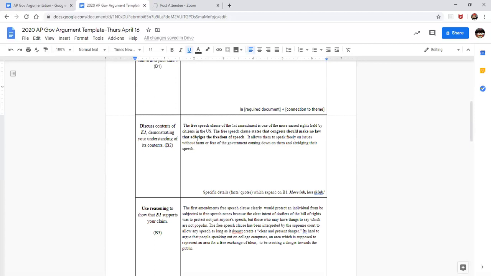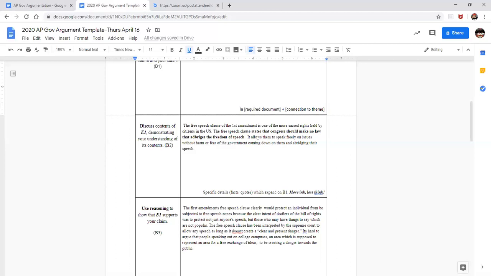I bolded that because that's my quote, okay? That's me demonstrating I understand what is in the First Amendment. And then I add a little detail right here. It allows them to speak freely on issues without harm or fear of the government coming down on them and abridging their speech. So again, that's all I have to have right there, an important quote that would come from it.